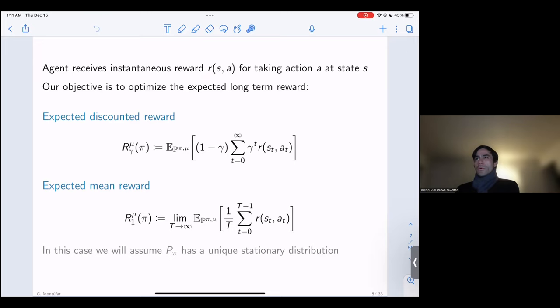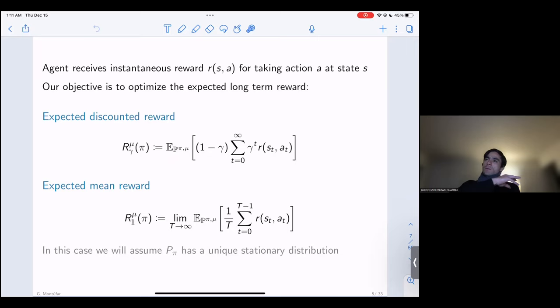There are two versions of this that are very commonly used. One is the expected discounted reward. It has this definition here. What we're doing is taking this instantaneous reward that is obtained at time t for selecting the action at state s_t, and we're summing that over time. These s and a are random variables, so what we're going to do is take the expectation over all the trajectories themselves.